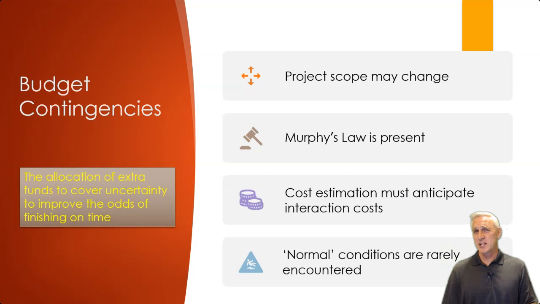Our project scope may change. Again, that could be from the client or customer. Murphy's Law is present. That's kind of a frame of mind, not necessarily a reality. You think of what can go wrong, possibly could. That's a risk analysis. Cost estimation must anticipate interaction costs. And normal conditions, quote unquote normal, are rarely encountered. Something happens. Somebody may slip and fall, like in the little icon here. And that throws things off for whatever reason.